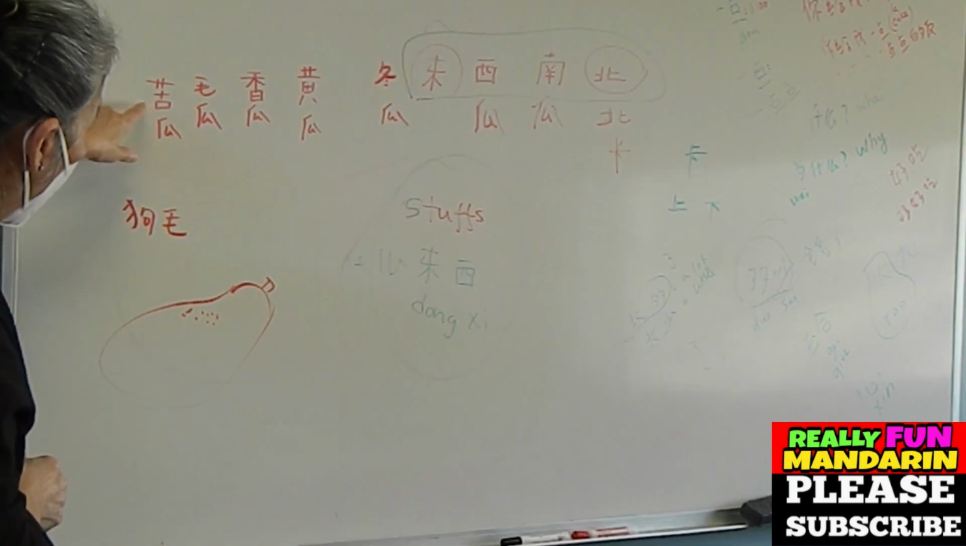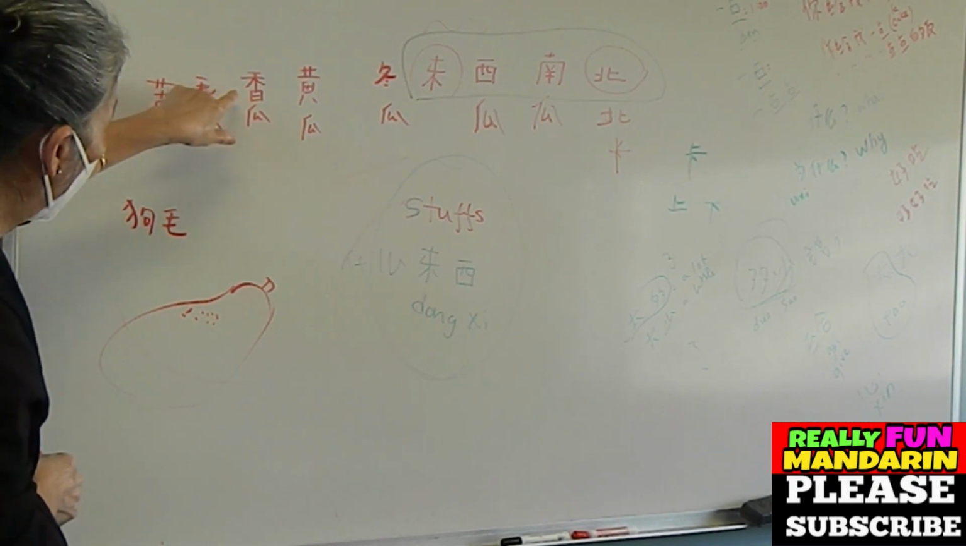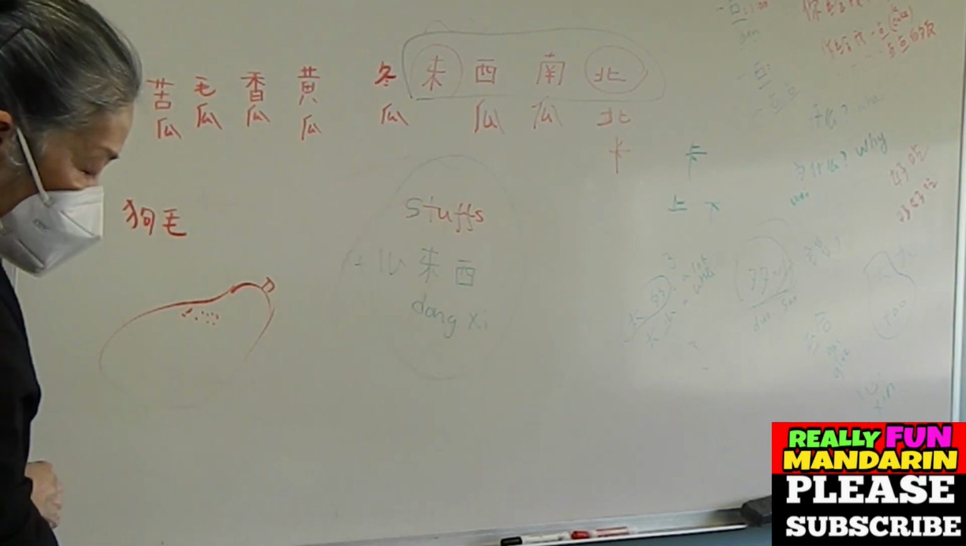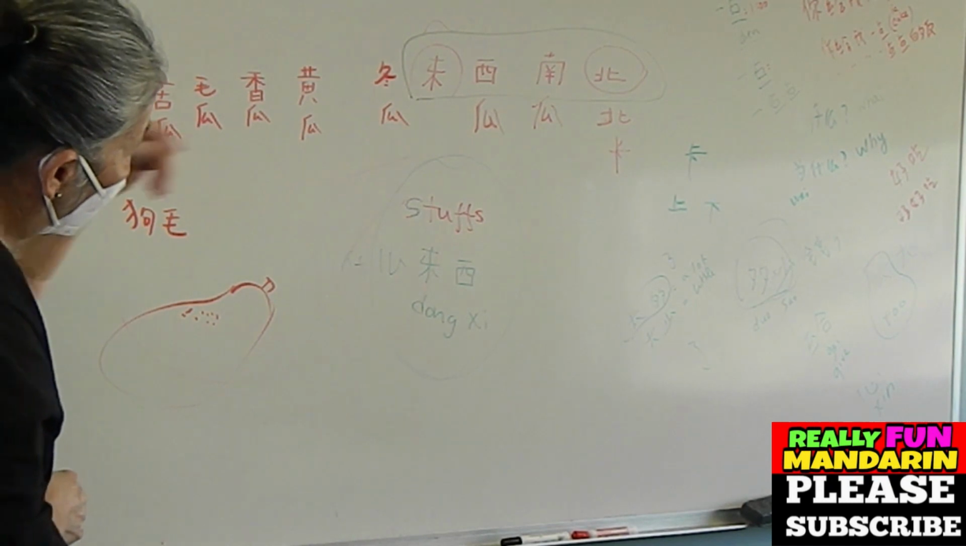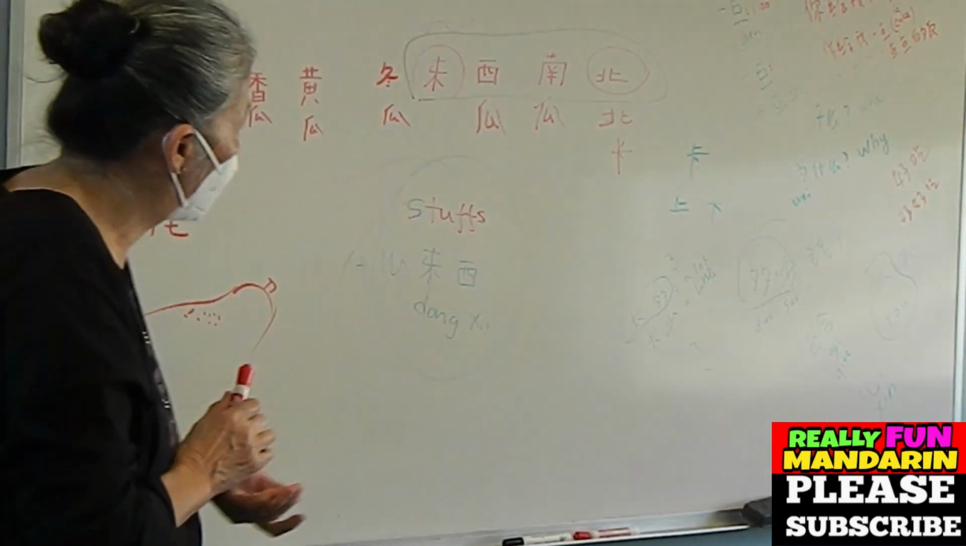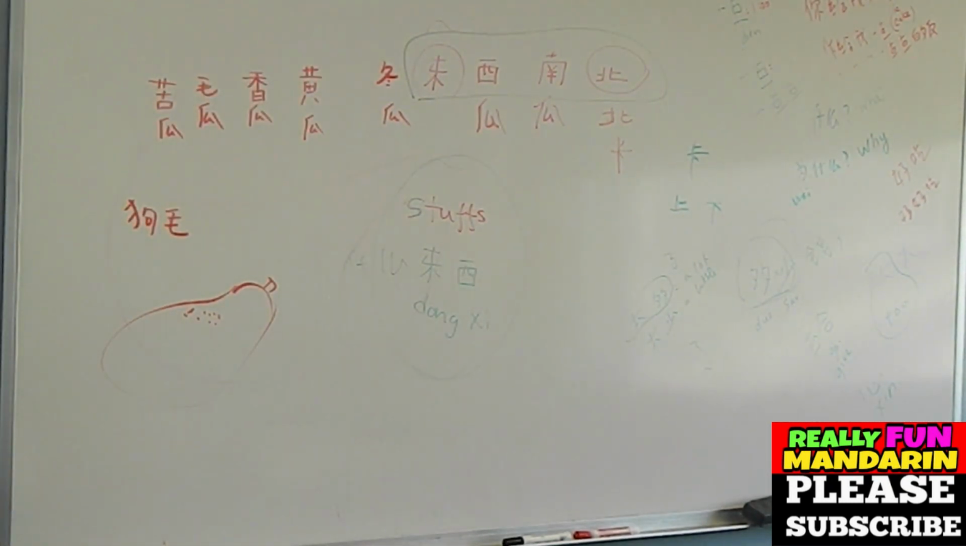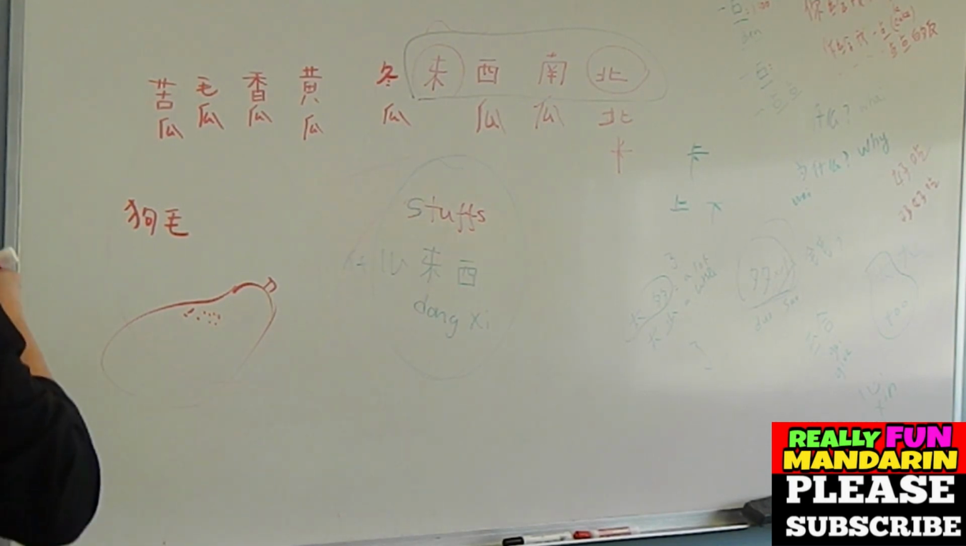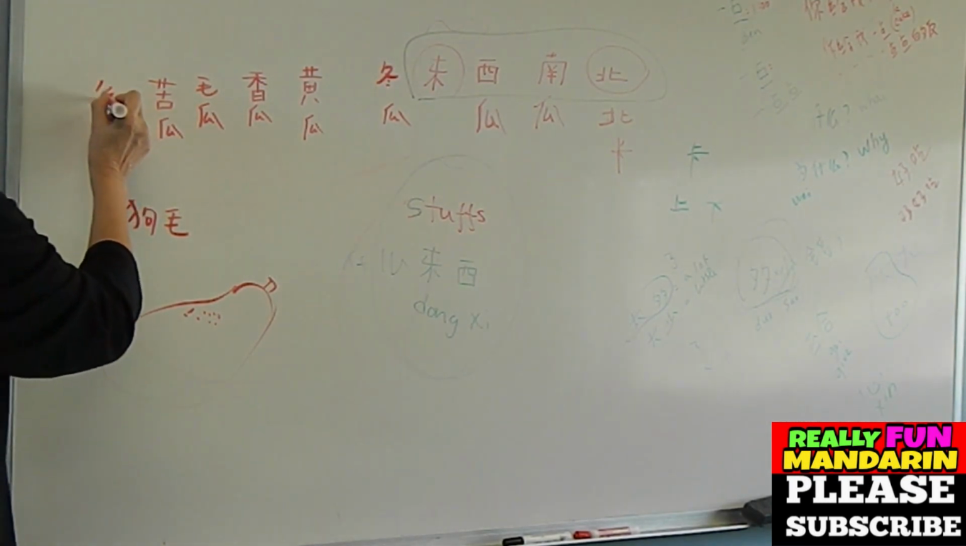You see how many we have? 苦瓜, 毛瓜, 香瓜, 黄瓜, 冬瓜, 西瓜, 南瓜. They're all melons. They still have some more. Oh, they have 丝瓜.